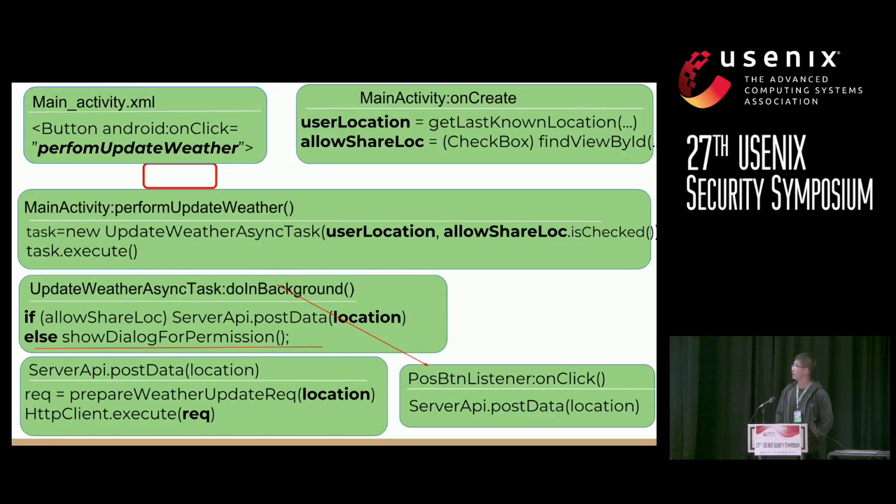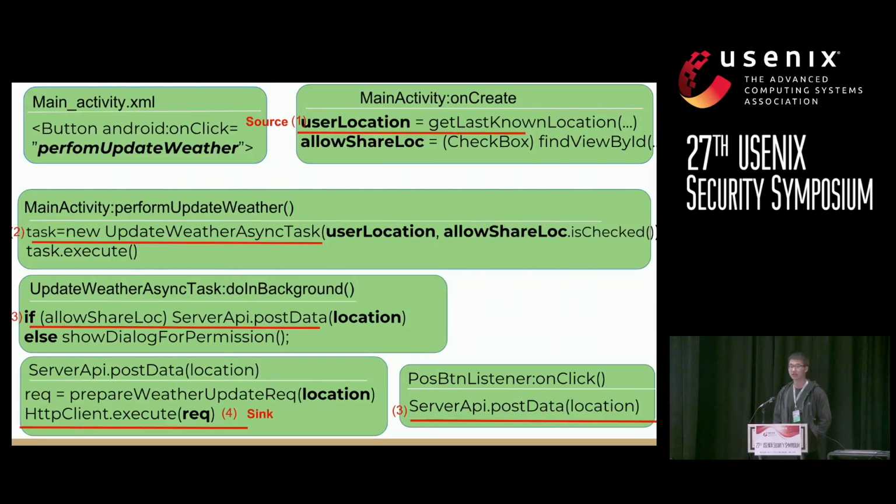Okay, so apparently there is a data flow here. The source of the data flow is the user's location. It goes all the way from the main activity to the update weather task, and then to the post data static function, and finally to the HTTP client, which is the sink of the flow. How to detect such data flow?